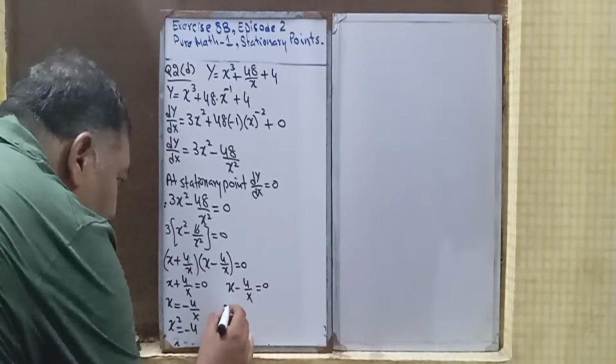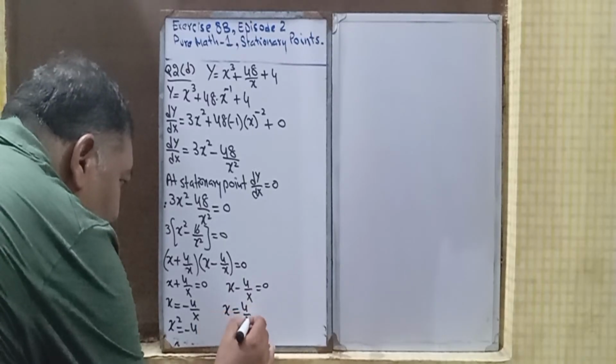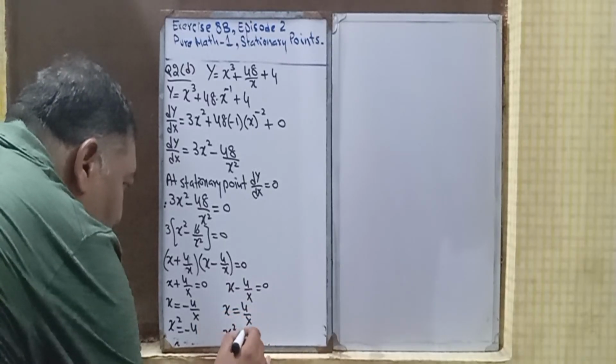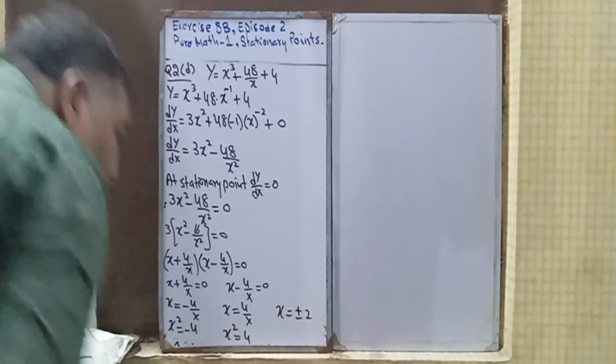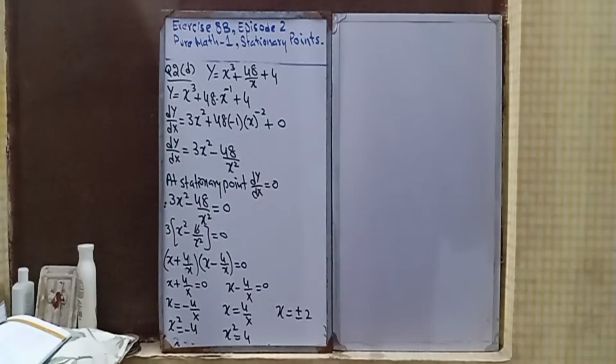So this will be x equals 4 by x, so x square will be equal to 4. Take the square root, so you will have x equals plus minus 2. So 2 values of x I got: one is plus 2, one is minus 2. Now I will find the y value for each of them.